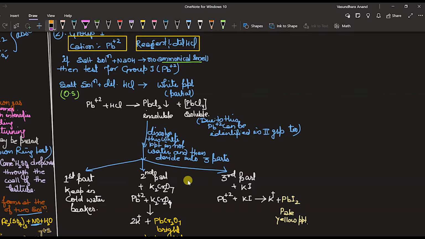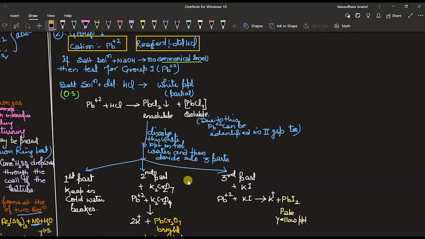Understood? So the maximum part will be insoluble and will precipitate out for group 1 here only. But some part will be soluble due to formation of the PbCl4 complex, and that's why it will be detected in the next group also. Due to this, Pb plus 2 can be identified in group 2 also. Got it? So that was the reason that Pb plus 2 is present in group 1 as well as group 2. Okay.